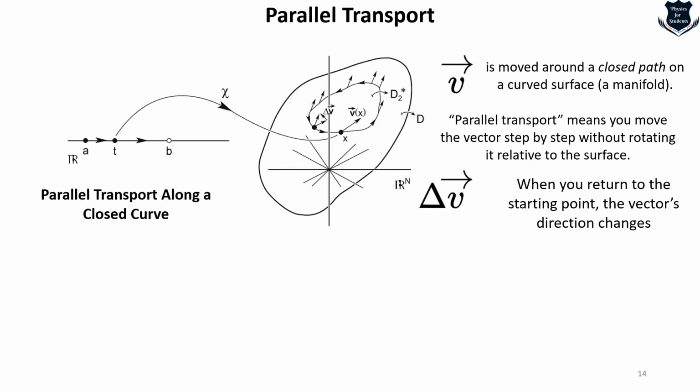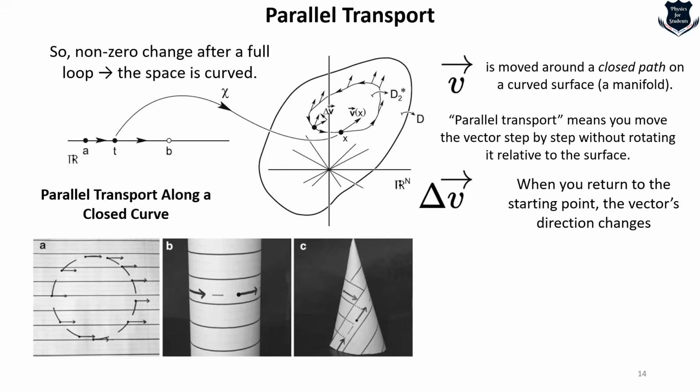This change is not due to rotation in space but due to the curvature of the manifold itself. So a non-zero change, as I have mentioned, after a full loop means that the space is curved. Here this book gives a wonderful visual, a real-world visualization. The first part shows that the vectors transported around the loop return exactly as they started. There is no change.